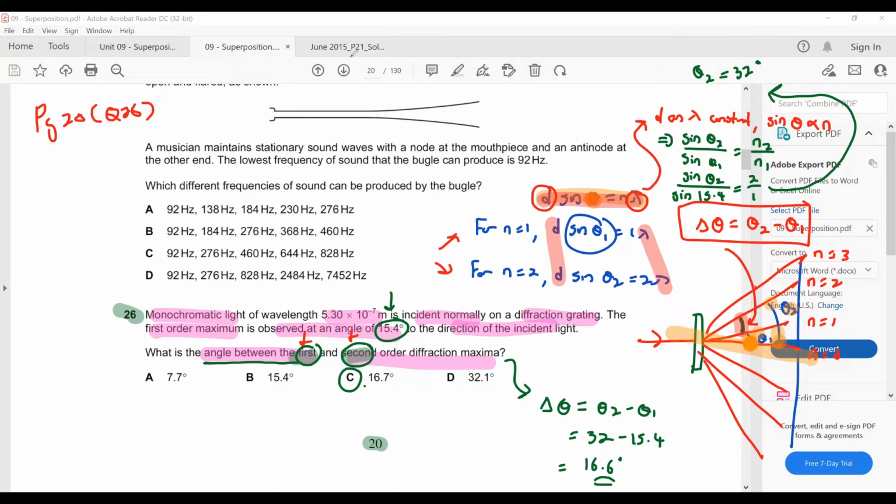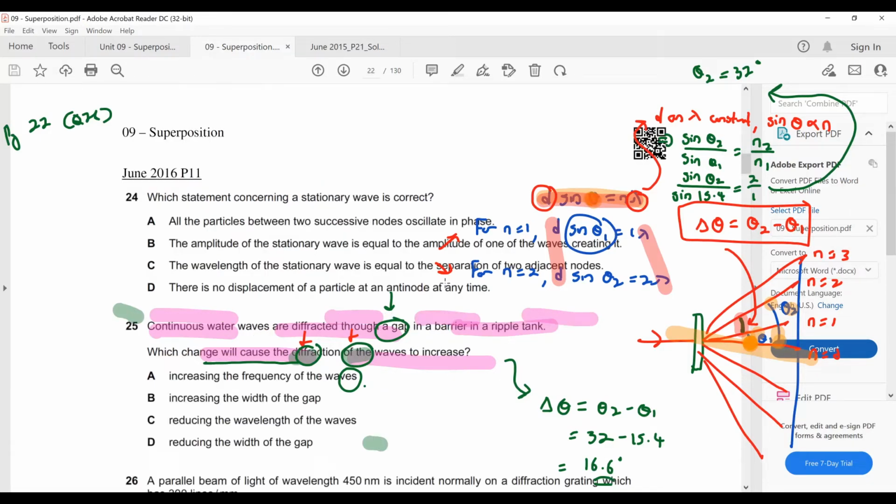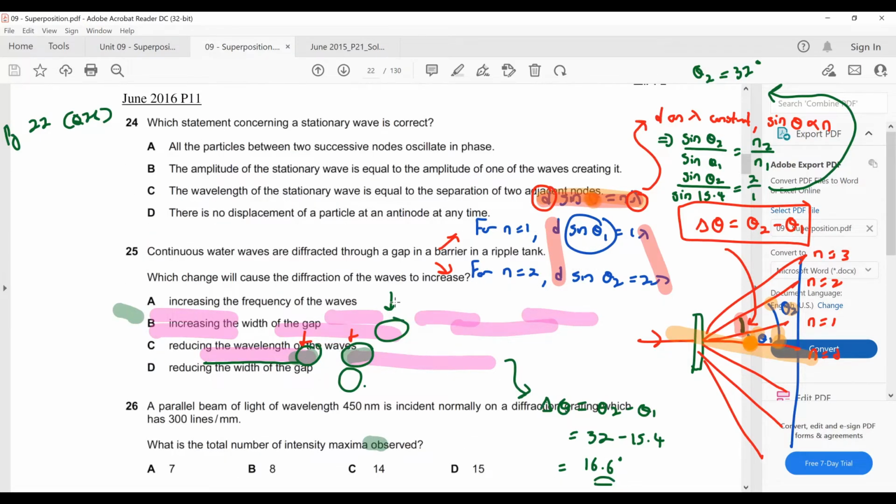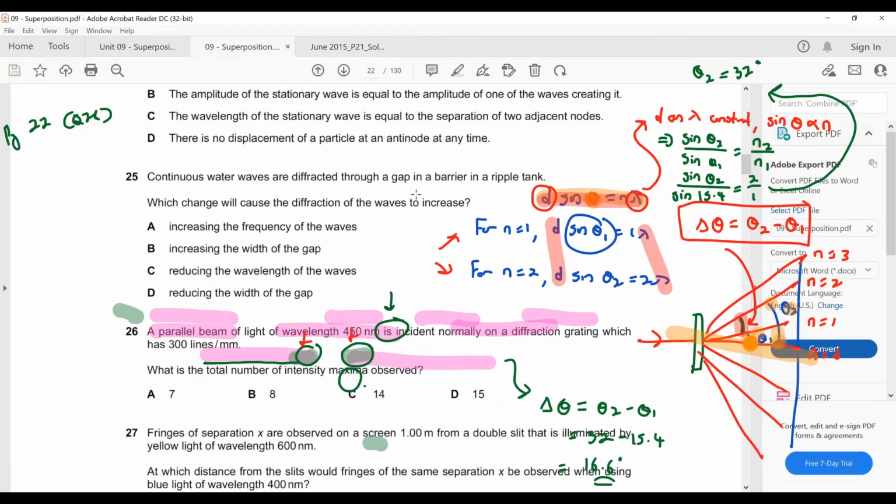Okay, so this one is all right. Then I move to the next question. Page 20 is okay, then you go to page 22, question 26. Let's have a look at that. Page 22, question 26, which is this one. I'll just clear off everything.